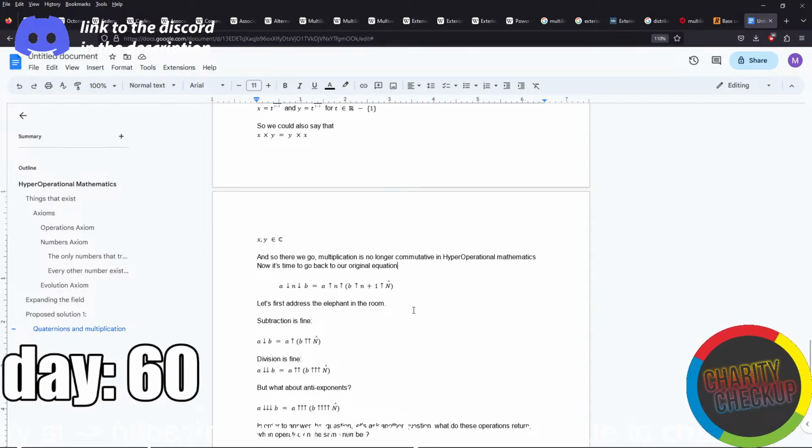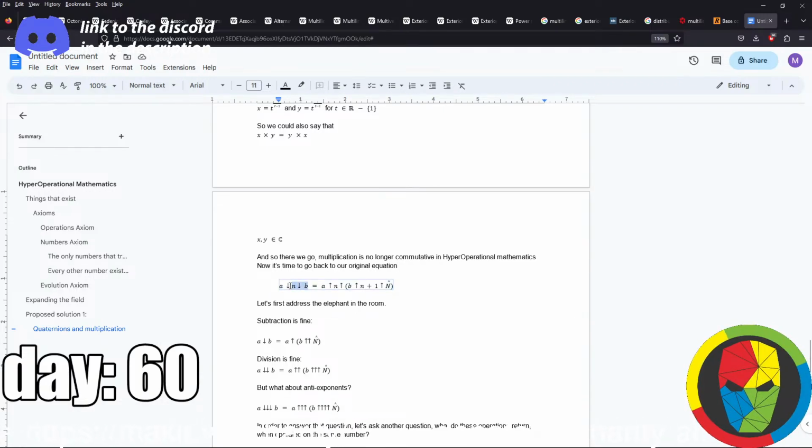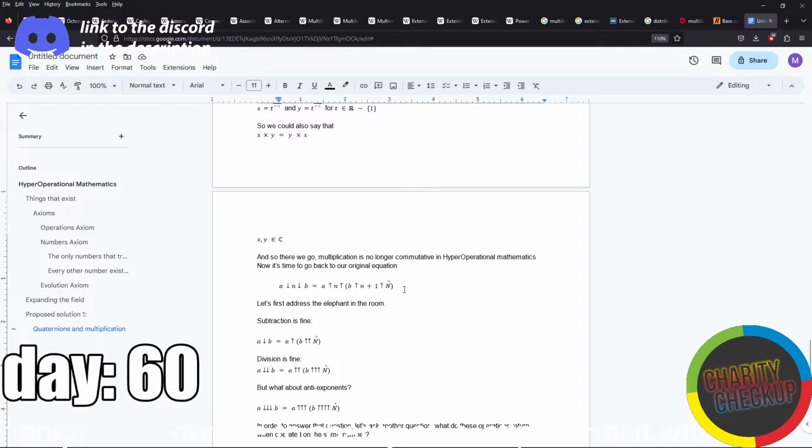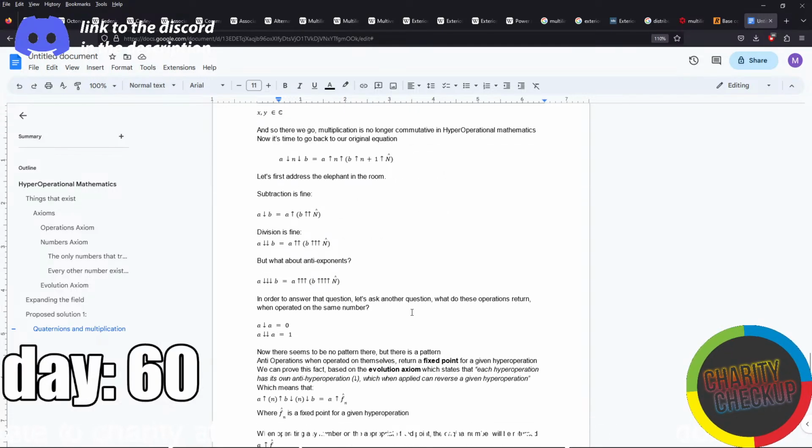Time to go back to our original equation, which is this. I still very much like it because this basically creates anti operations on just hyper operations, which is very convenient. That means we only have to define normal operations. If we define normal operations, then we also get anti operations. The problem is we cannot really define hyper operations yet because we just don't get it.